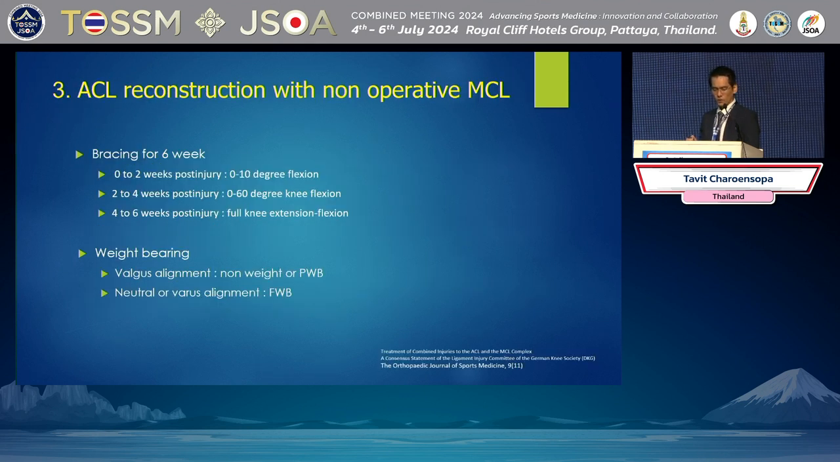About ACL reconstruction with a non-operative MCL, you can treat the MCL conservatively with a hinged knee brace for 6 weeks. And about weight bearing, you can allow full weight bearing if the patient has a neutral or varus alignment. But if the patient has a valgus alignment, you should protect with partial weight bearing.